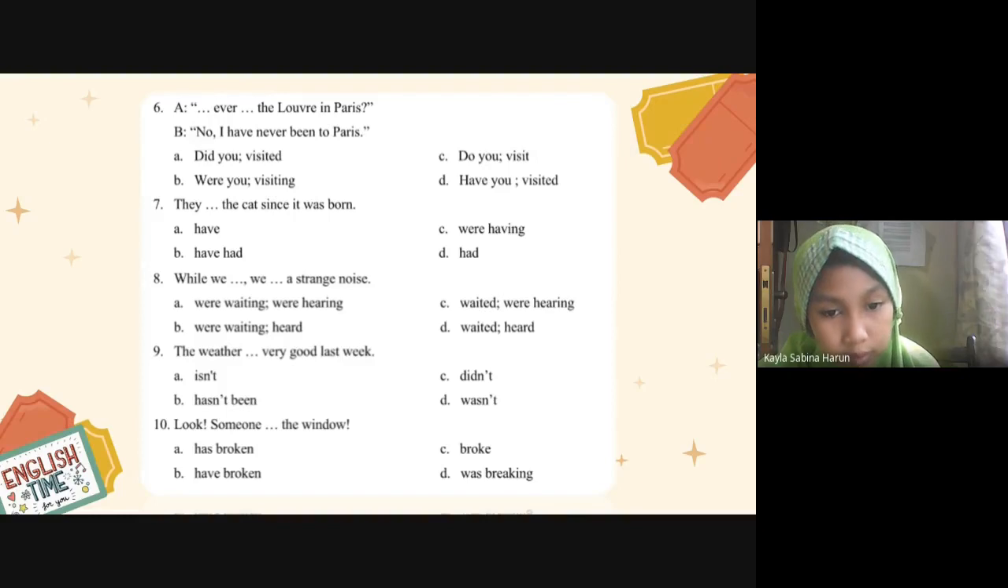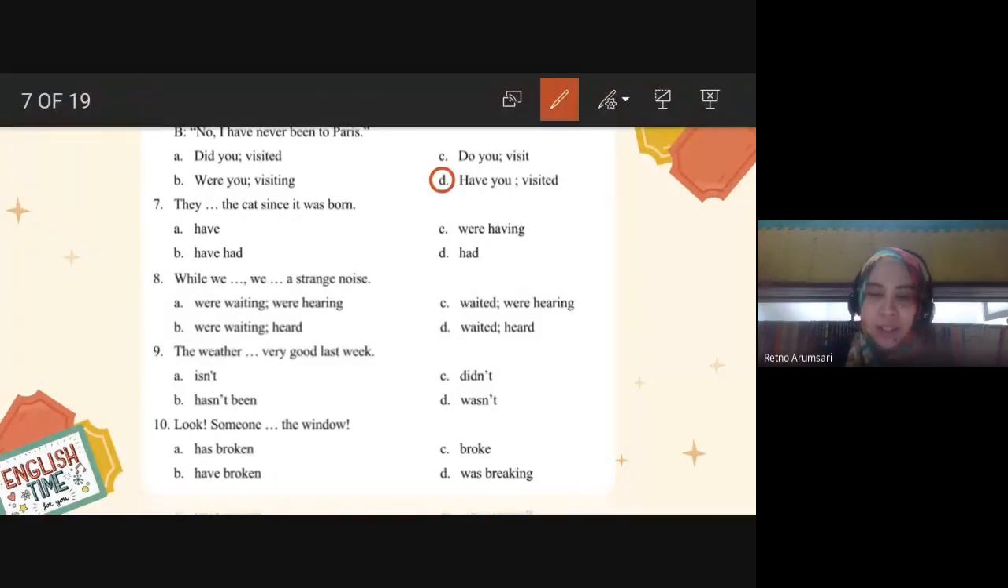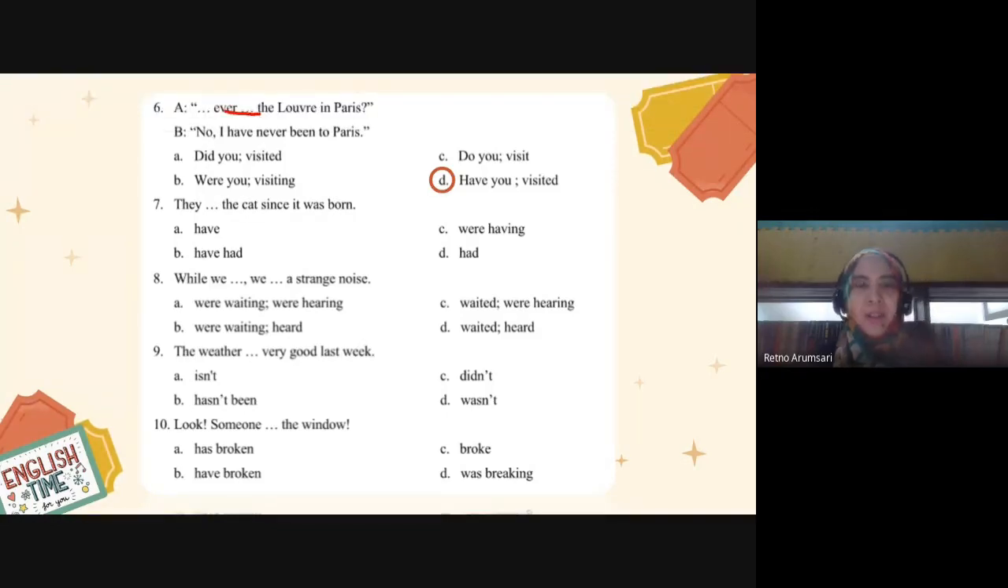All right. As you can see, there is the word ever in the question. So the answer is most likely in present perfect. Yeah, there is ever in the sentence. I cannot underline it. Maybe I can, but I'm not sure. Okay, the clue is ever. So the answer must be have you visited. Okay, thank you, Nana.